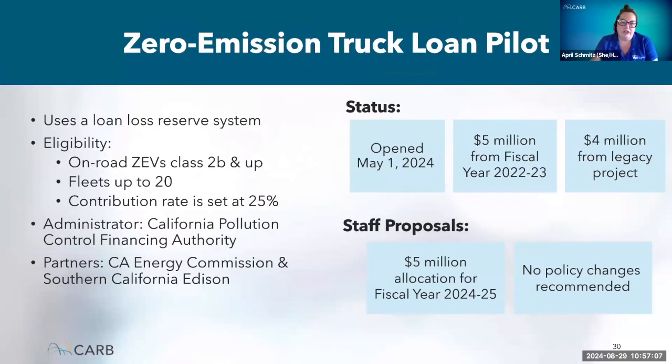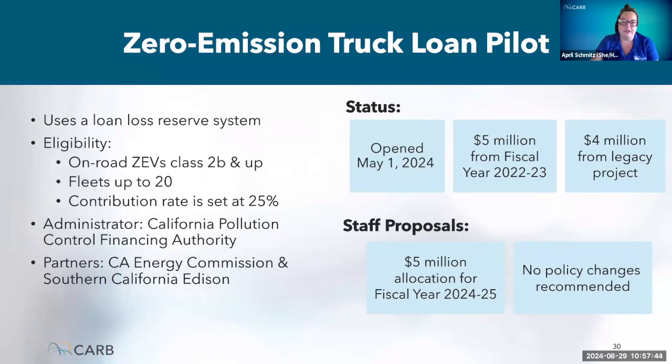The Zero Emission Truck Loan Pilot Program opened in May of this year and was allocated $5 million in fiscal year 22-23. Staff have also identified and transferred about $4 million in unused truck loan program funds to augment this program. Staff is recommending a $5 million allocation from AQIP this year. We estimate this amount will support approximately 200 to 300 additional loans, depending on the financed amount.